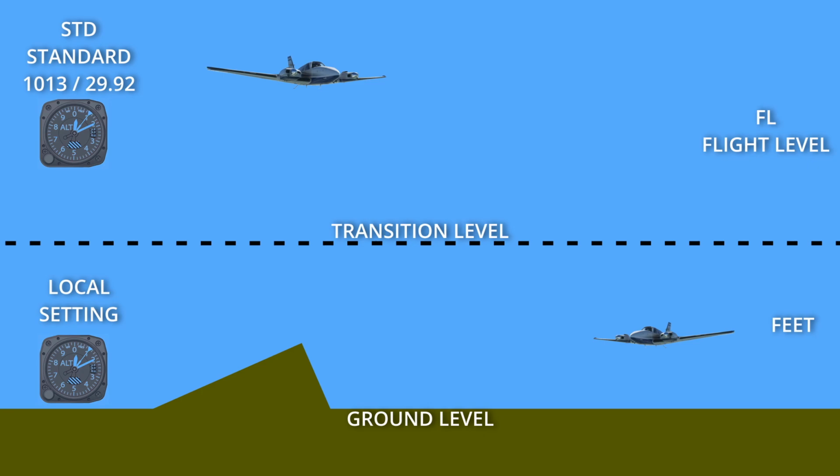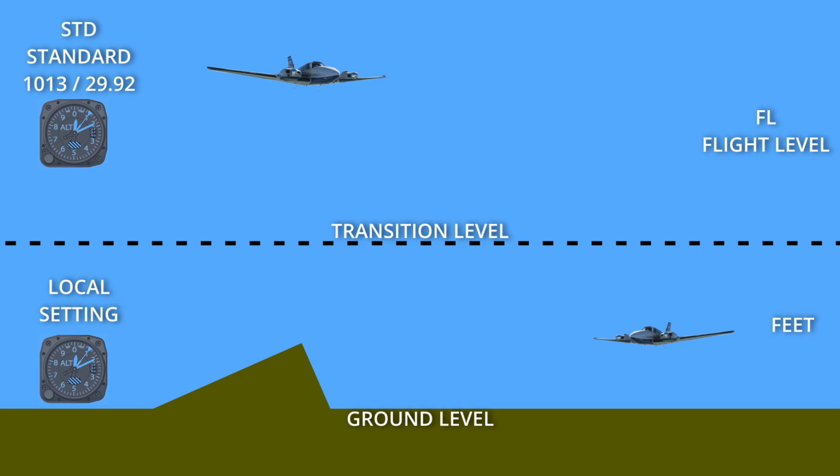So at lower altitudes, aircraft use the actual pressure setting applicable at that time, therefore assuring that the altitude they're flying at will clear any obstacles in their way. The point at which you change from a local pressure setting to a standard pressure setting is called the transition level. The transition level altitude varies from country to country and in some cases region to region.